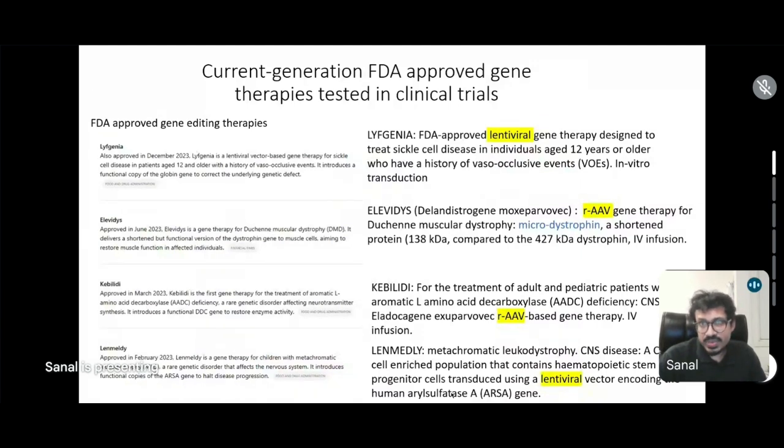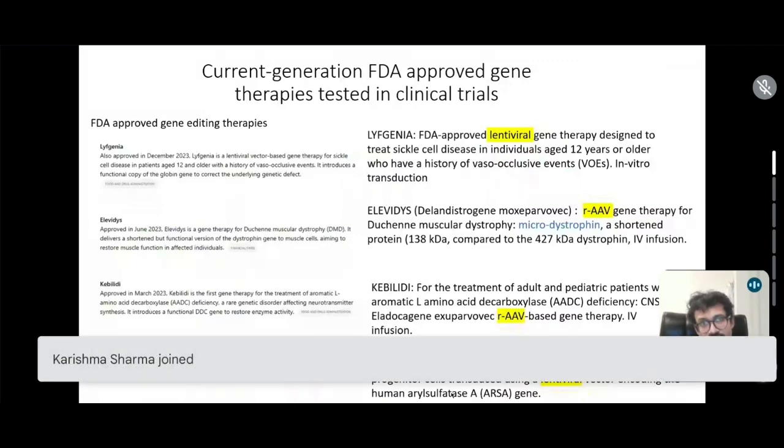LifeGenia is an FDA approved lentiviral gene therapy designed to treat sickle cell disease in individuals aged 12 years or older who have a history of vaso-occlusive events. Elividis is a recombinant adeno-associated virus delivered gene therapy for Duchenne muscular dystrophy.